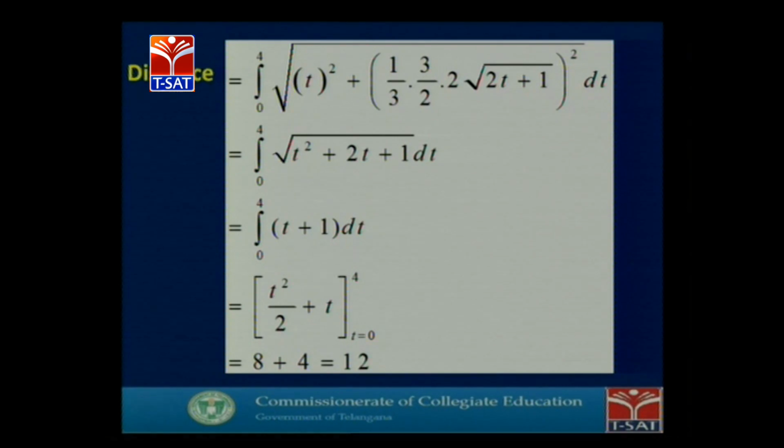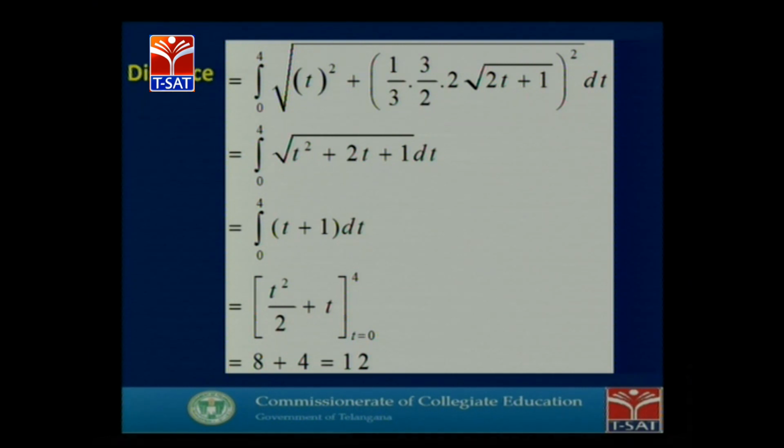So this is under root of t square plus 2t plus 1 dt. This t square plus 2t plus 1 can be written as (t plus 1) whole square. So if you remove the root, t plus 1 on integration, what we are getting? t square by 2, t integration is t square by 2 plus t.